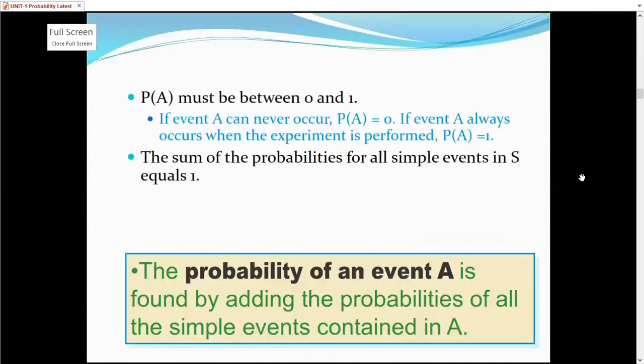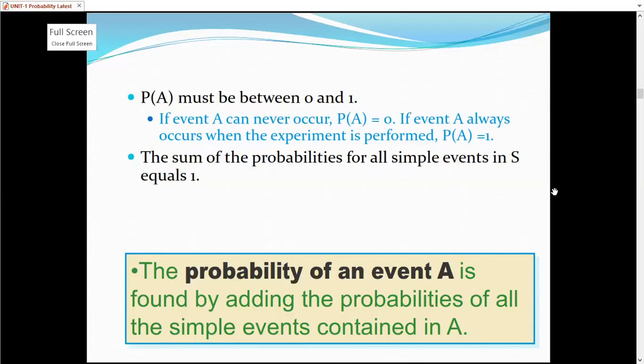So we can define probability in another way also. You can observe that if the event never occurs, then probability of A becomes 0, and if it occurs, the total probability gives you 1. That is, probability of A is always between 0 and 1.